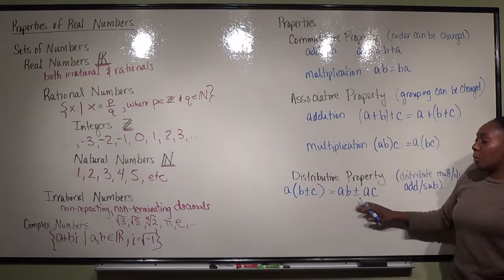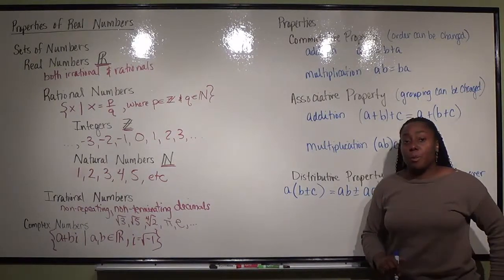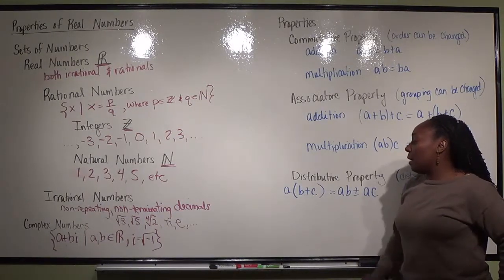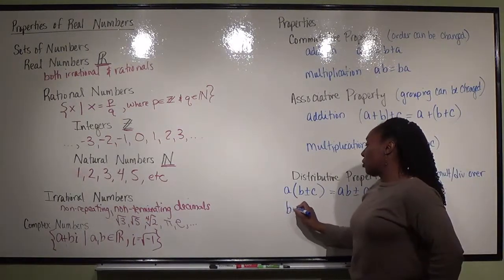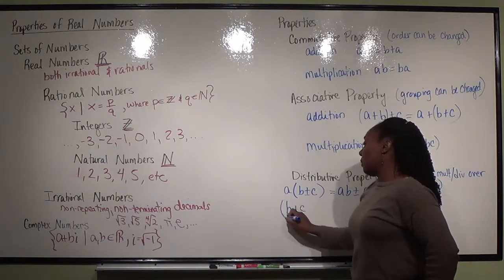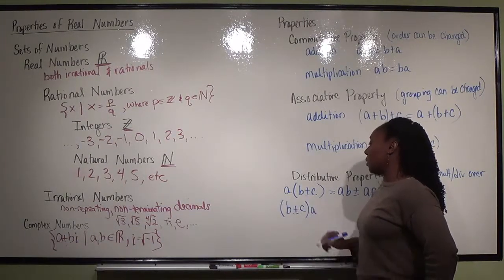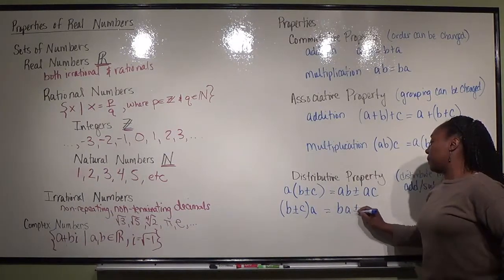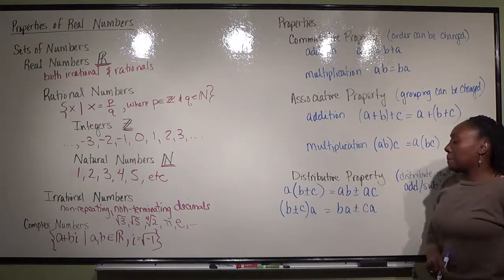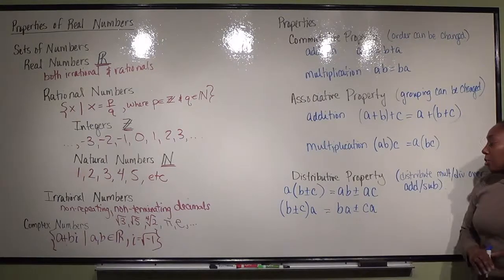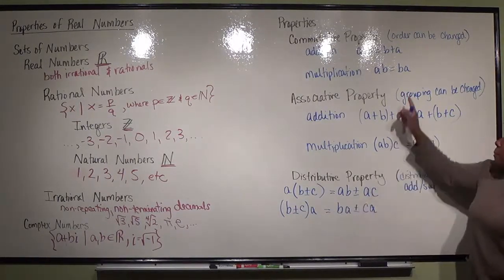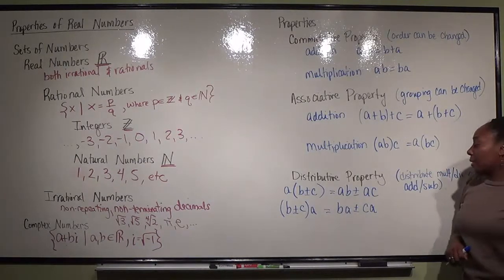Okay? This is what we would consider something that is left distributive, because I'm distributing on the left side of the terms. We also have what we call right distributive, which basically does the same thing. If I have b plus c and I want to multiply by a, again, we can see that I'm going to get the same answer. It doesn't matter what side I'm on, because again, the property of commutativity holds.